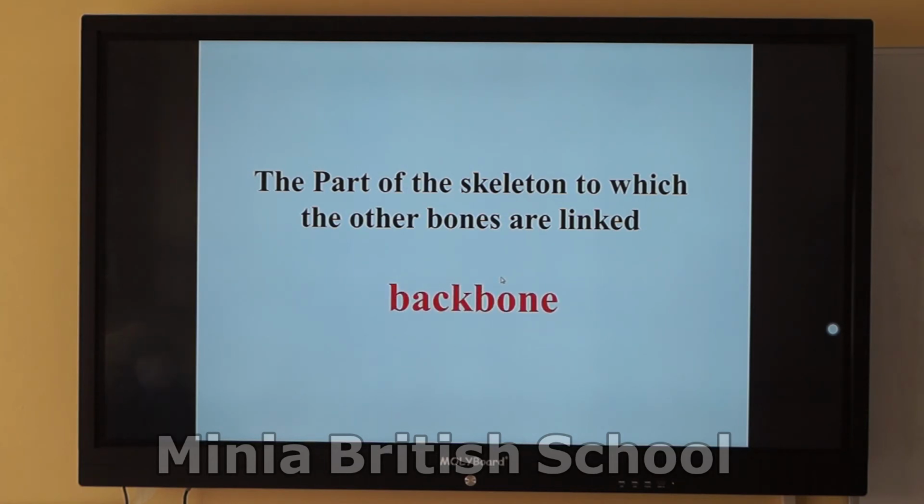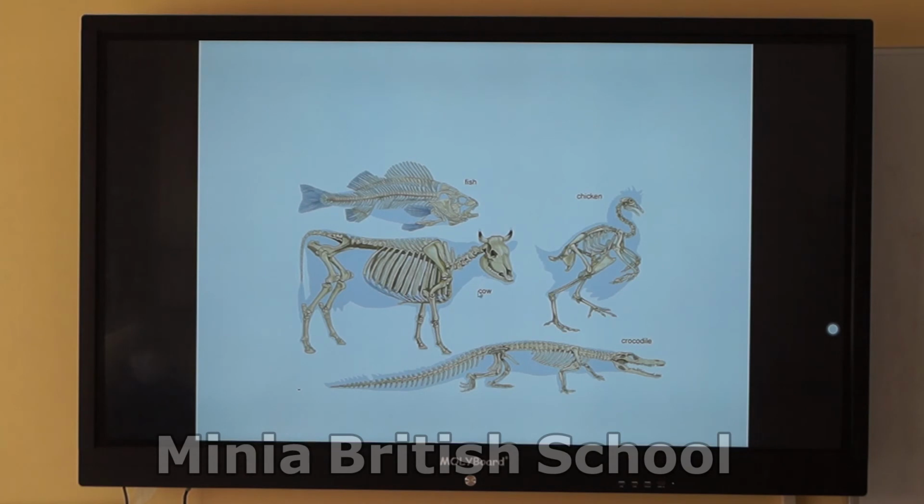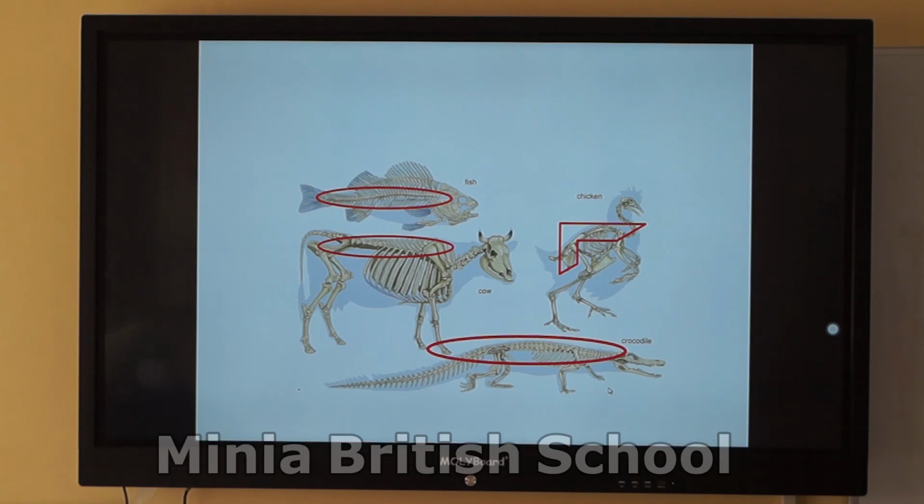Okay? So, the part of the skeleton to which the other bones are linked is called backbone. Excellent. Now I will show you a picture and you try to determine where the backbone is. In the fish? Yes. Cow? Excellent. Crocodile or chicken? Here is the backbone. And the crocodile? Here is the backbone. Okay? So did you know what is the meaning of the backbone? It is a part of the skeleton to which all the other bones are linked.